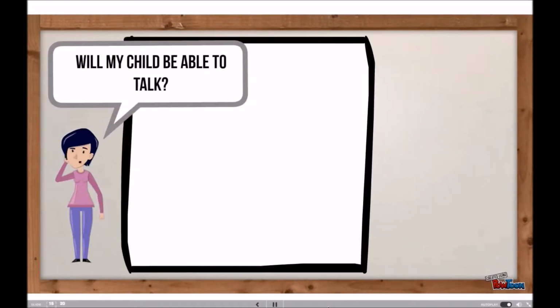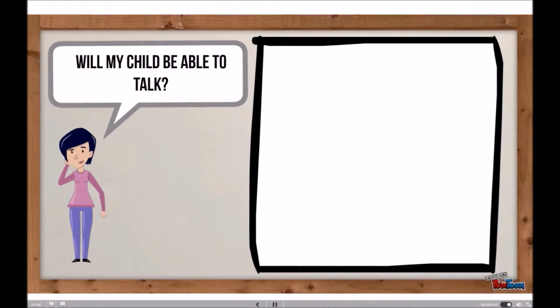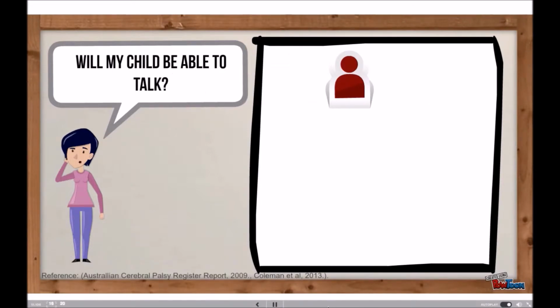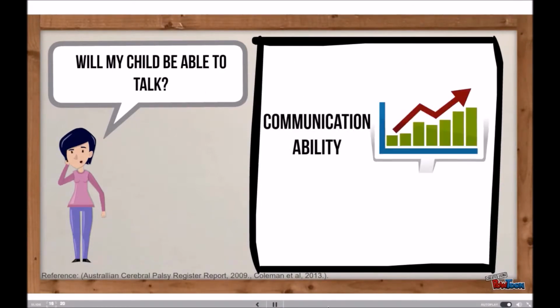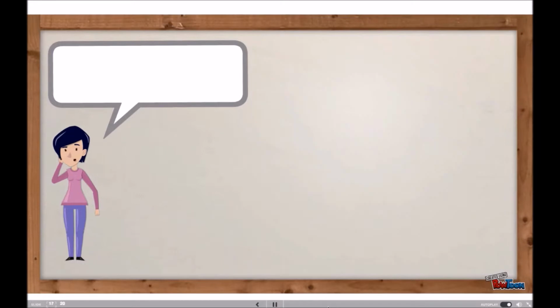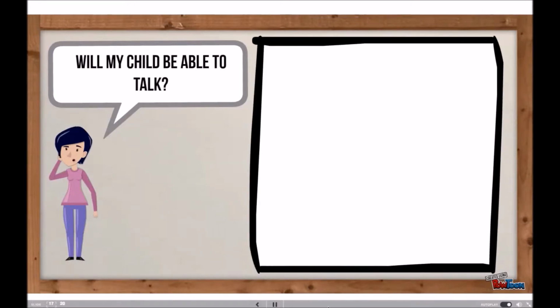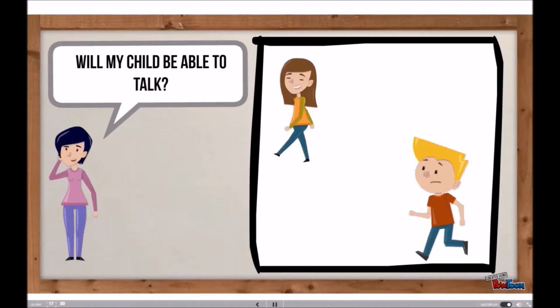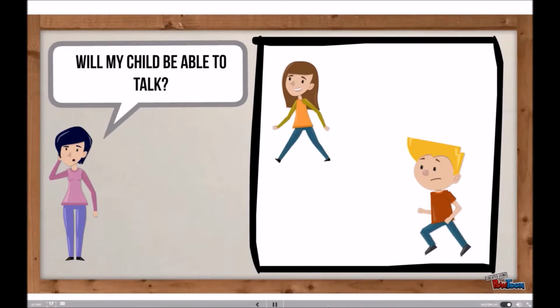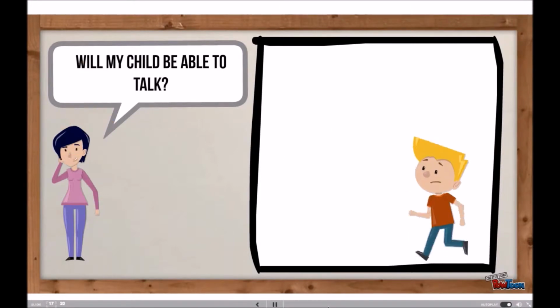Will my child be able to talk? Cerebral palsy can affect the coordination of the muscles that are involved in speech. For this reason, 1 in 4 people with cerebral palsy cannot talk. Some may be able to produce sounds and vocalize, but because of these coordination issues, they may not be able to form the sounds required for speech. For those that can speak, they may still be behind their typically developing peers in communication development. For this reason, it is important to monitor their communication early and seek treatment as early as possible.